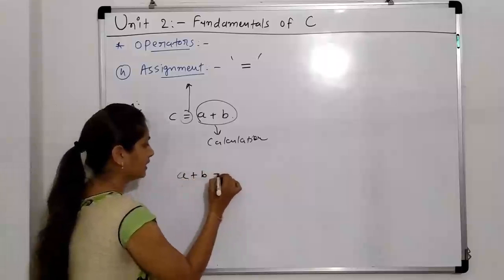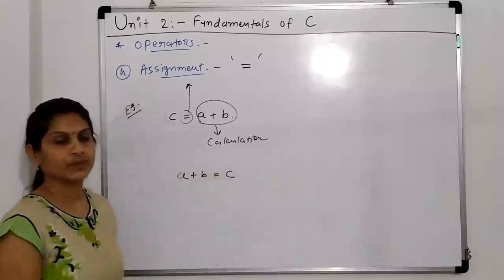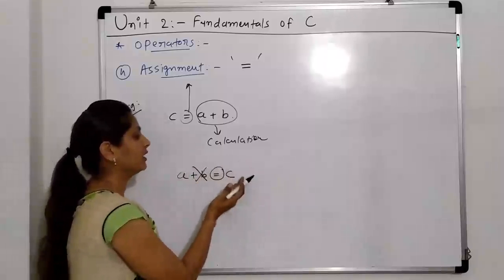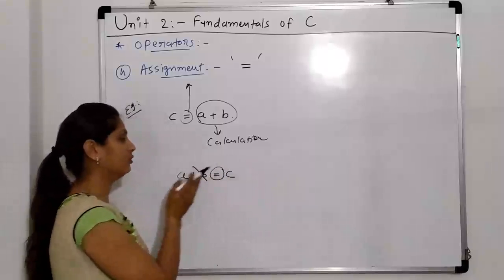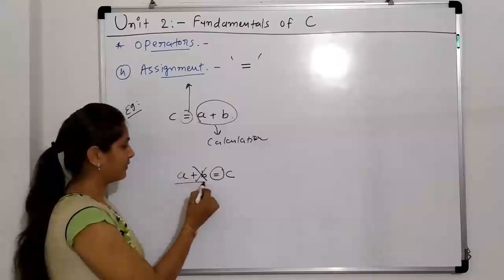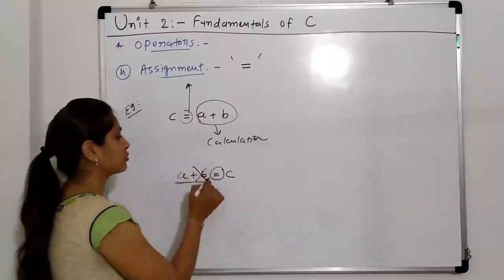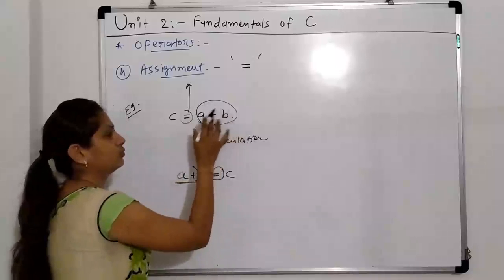Suppose you are writing like this, then the assignment operator cannot work because it assigns the right hand side value to the left hand side, and on the left hand side there are 2 variables. Clear? So this is wrong. Always you have to use this.